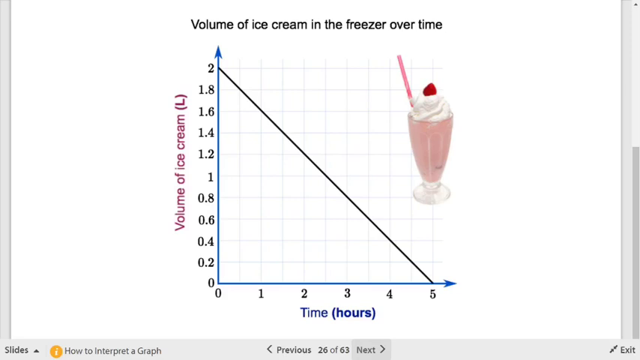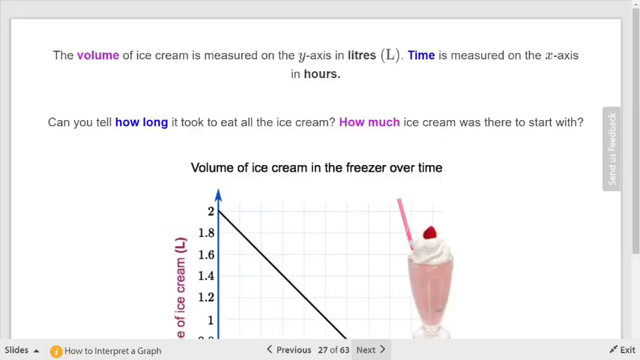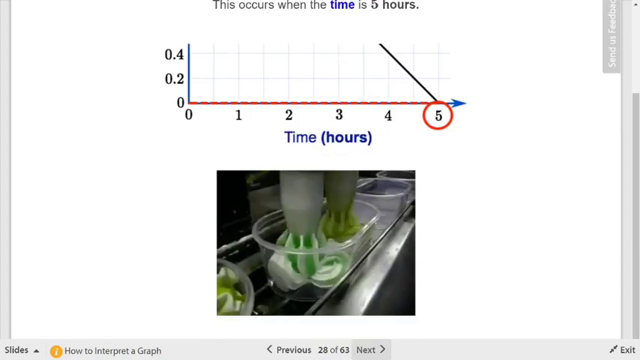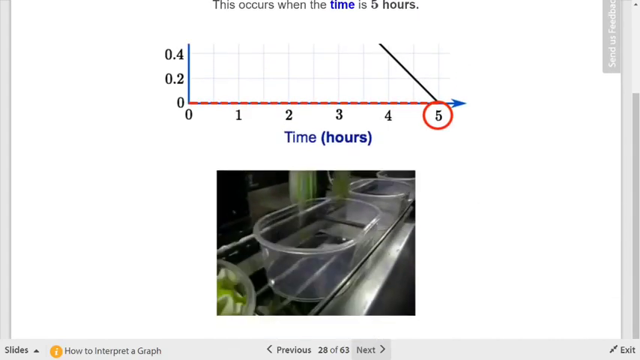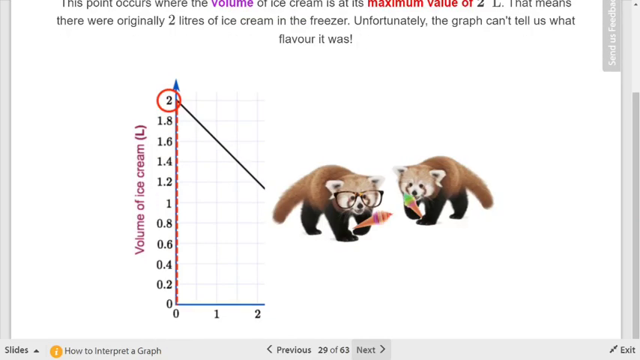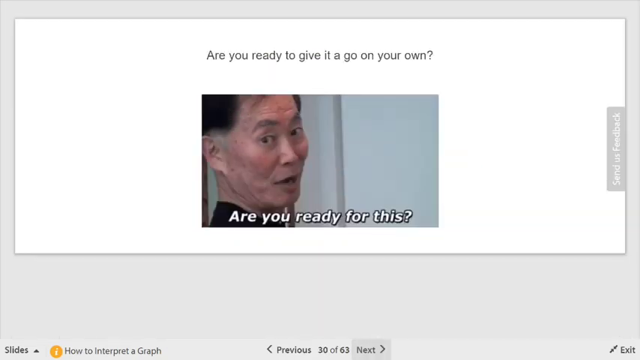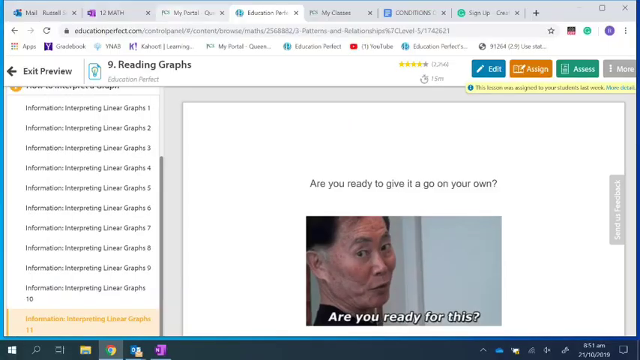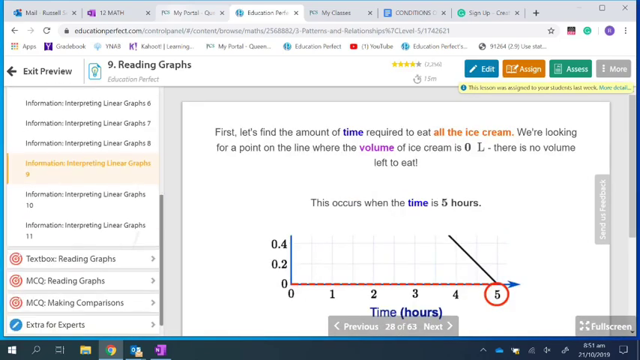So here, we're looking at the volume of ice cream in the freezer. So how much ice cream did we start with at the very beginning? 2 liters. 2 liters. And we ended up with no ice cream after how many hours? 5 hours. 5 hours. And then you could find it at any point in between. All right. So you can see that the volume of ice cream is going down over time. Right? Make sure you're putting in the appropriate units and answering the question.